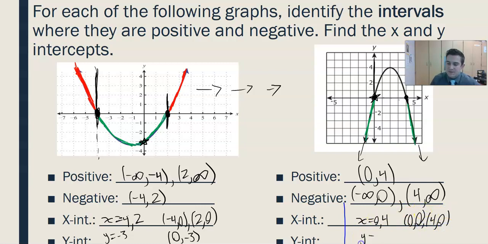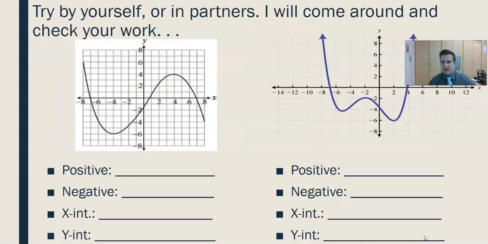My y-intercept is anywhere I'm touching the y-axis. And notice right here, I'm touching the y-axis the same place I am the x-axis, at y equals 0. And that point is also (0, 0). So that's how I identify where this graph is positive, negative, and where the x and y-intercepts are.